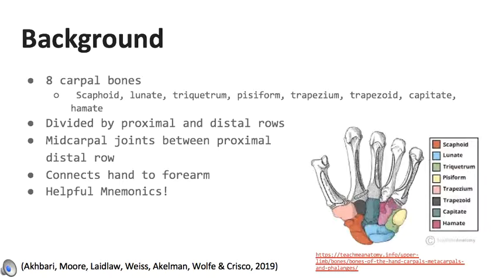To start, we thought we would share a little background about the carpal bones. There are 8 total carpal bones. The 8 bones include the scaphoid, lunate, triquetrum, and pisiform, which form the proximal row, and then the trapezium, trapezoid, capitate, and hamate, which form the distal row. There are mid-carpal joints between the proximal and distal rows, which allow for gliding motions. The bones collectively provide support and flexibility of the soft tissue of the wrist. The carpal bones connect the hand to the forearm.